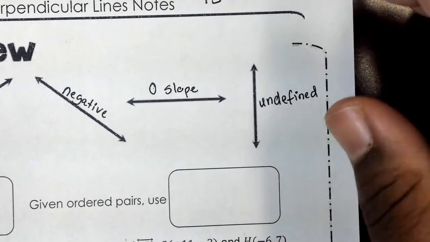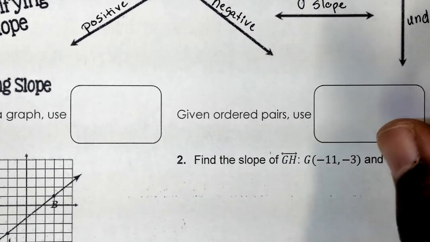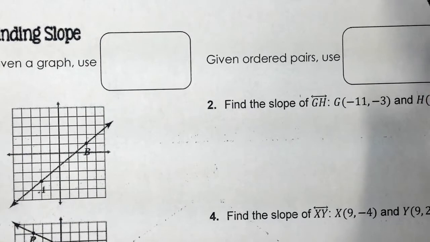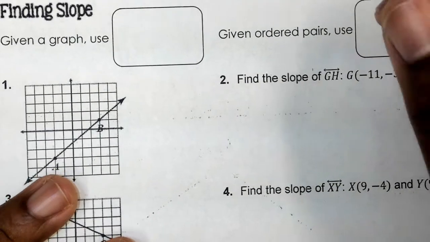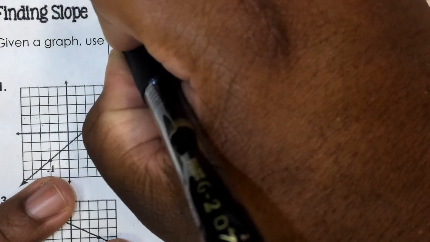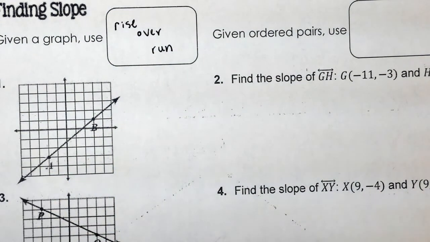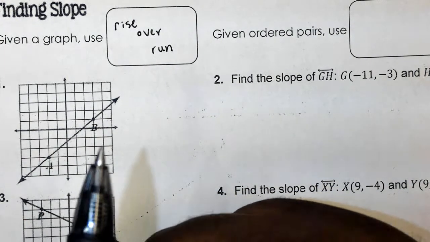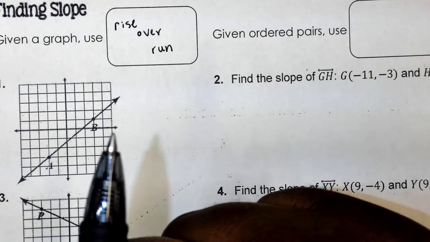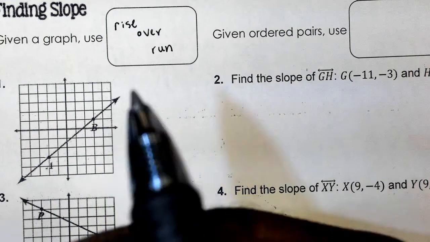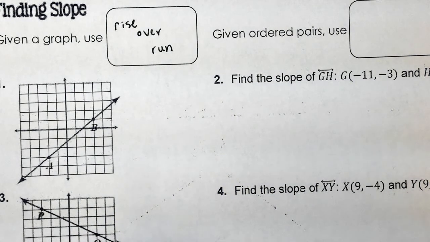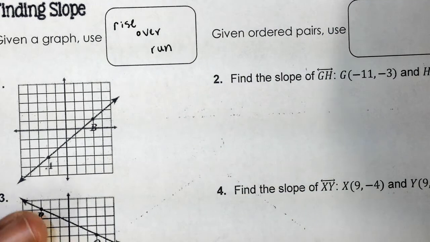Alright. Next thing, finding slope. Given a graph, if you wanted to find slope on a graph, all you would do is use what y'all know as rise over run. And we've done that already. When we've been making those triangles for Pythagorean theorem, we were basically drawing rise and run triangles. So when we were doing distance and using the Pythagorean theorem and making our triangles, those triangles were helping us find slope, rise over run. But they also helped us find the distance between 2 points too, if we used them in Pythagorean.